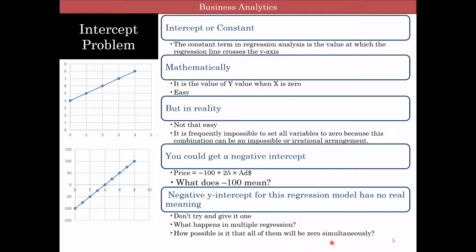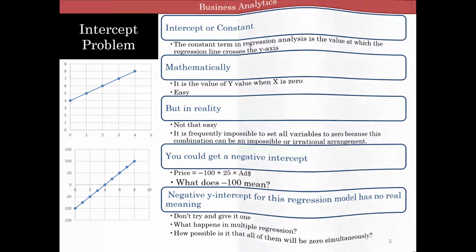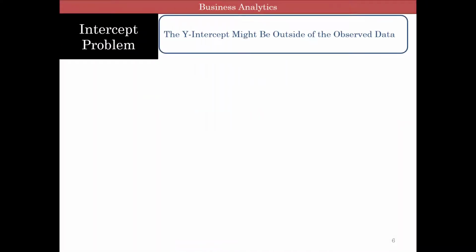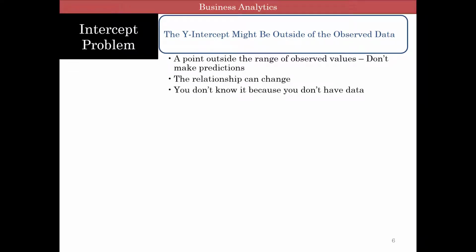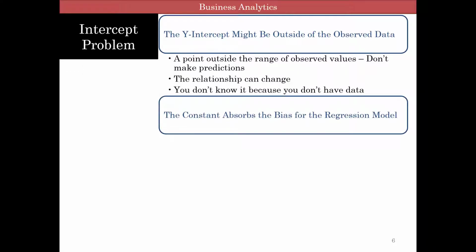And what happens in multiple regression? How possible is it for all of the variables to be 0 simultaneously? Remember, you have more than one x-axis then, and it might be impossible for all these different variables to be 0 at the same time. The y-intercept also might be a point outside the range of observed values. You cannot make predictions there because the relationship might change, and you don't know it because you don't have the data.